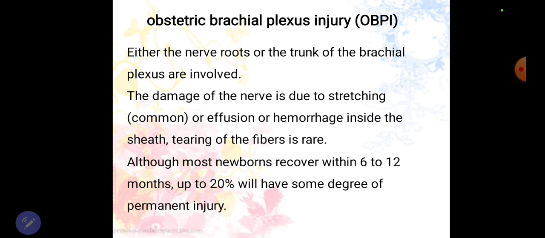It's palsy, brachial palsy, not injury. Although most newborns recover in 6 to 12 months, up to 20% will have some degree of permanent injury. It's reversible, but 20% have permanent injury.